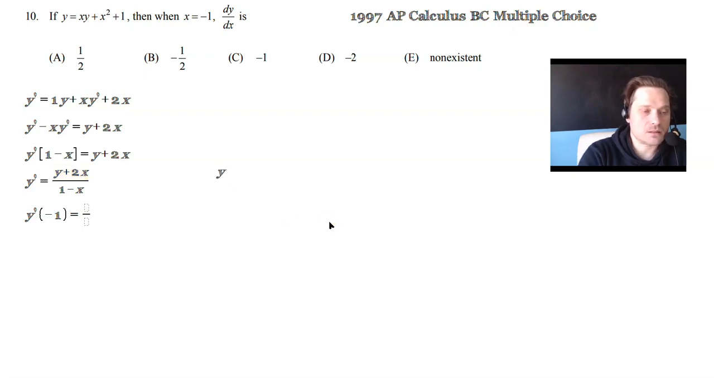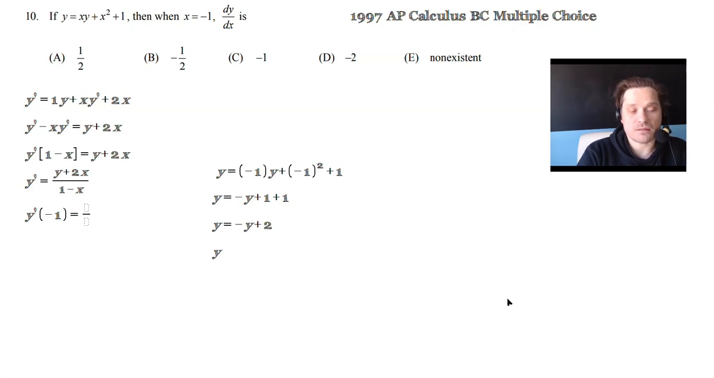Go back to the function. So y is equal to, replace x with -1: y = (-1)y + (-1)² + 1. All I'm doing is going back to the original, replacing x with -1, and then working out the value of y from that. So y is equal to negative y plus 2. Move the y over to the left side by adding y, which gives 2y = 2, which means y itself is equal to 1.